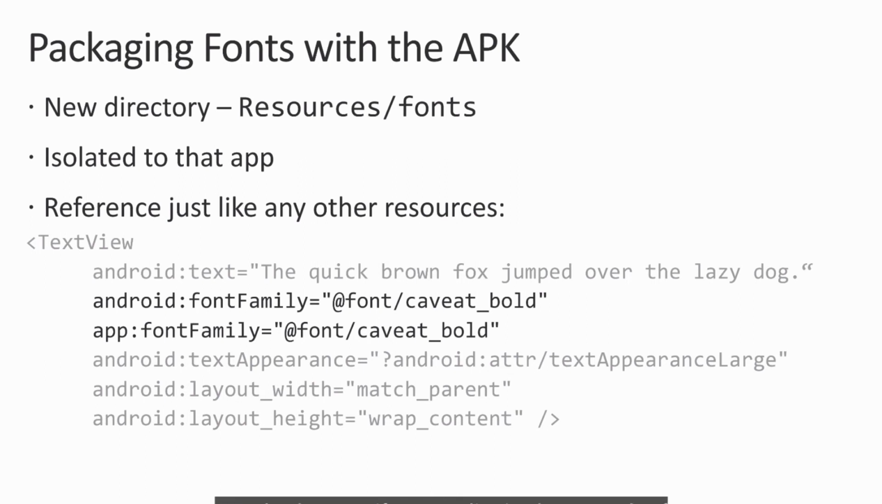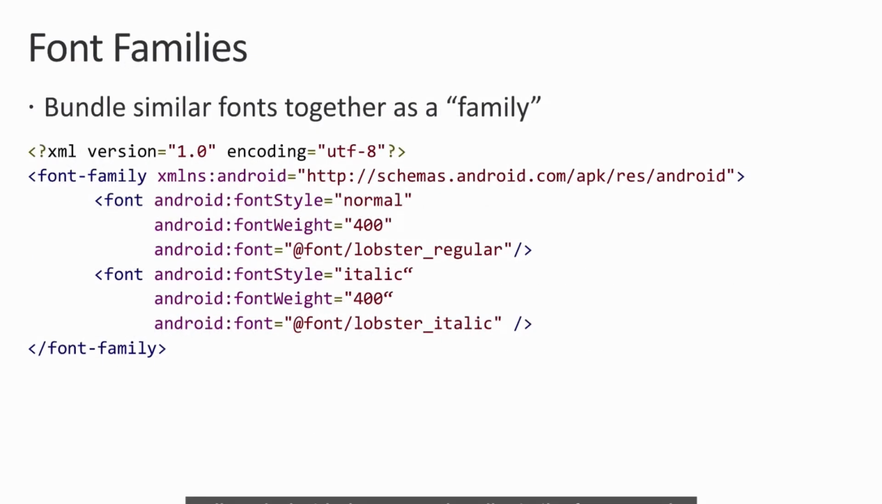But what happens if your application has a couple of different fonts for the different styles, like bold or italic or bold italic, or even with bold you have different weights of the font itself? Well, to deal with that, we can bundle similar fonts together as families. This is just an XML file you would create in the fonts folder. You would add the font files themselves, and then organize the fonts into a font family, as we see here.